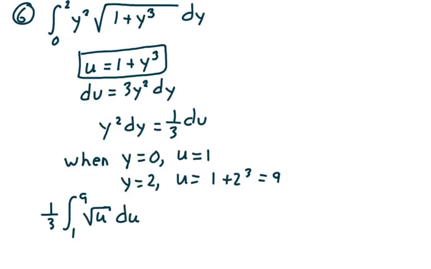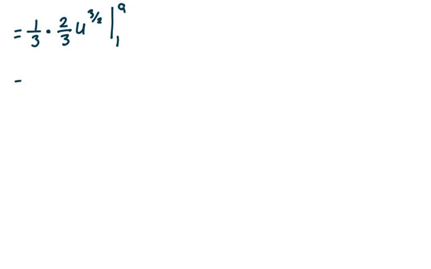So this is 1/3 times 2/3 u to the 3/2 evaluated from 1 up to 9, right? My lower limit is 1, my upper limit is 9. So I'm going to take the 2/9 and pull it out in front, and I'm going to replace u with 9 to get 9 to the 3/2. And if I replace u with 1, I get 1 to the 3/2, right?